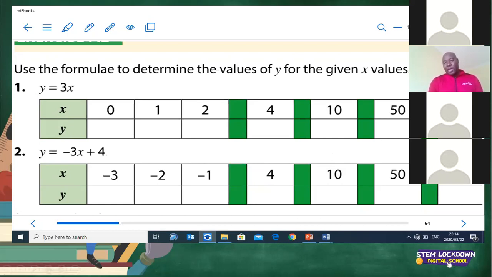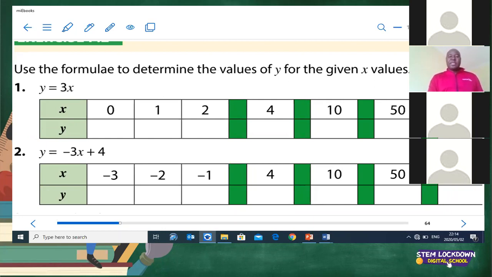And the last one, which is 100: 100 times 3 is 300. So if you multiply -3 by 100, you get -300, plus 4, that will be -296. That will be your final answer there.